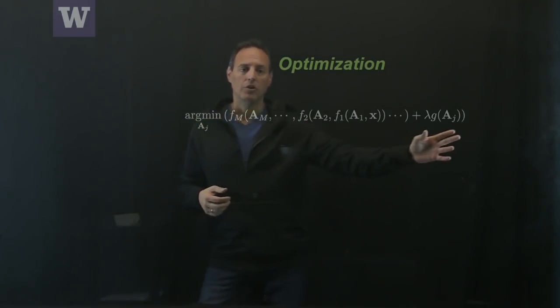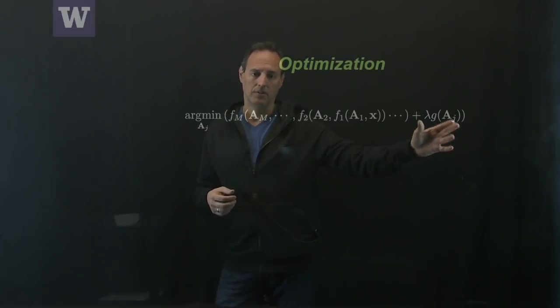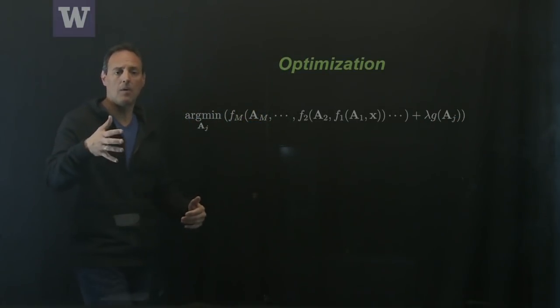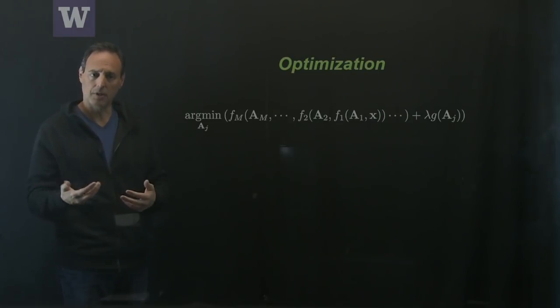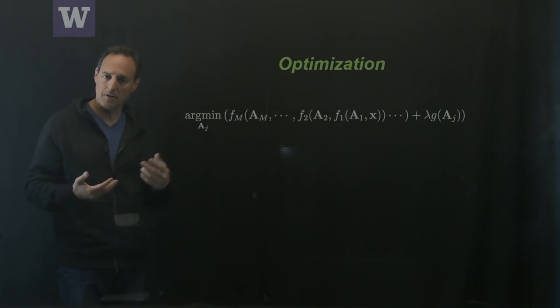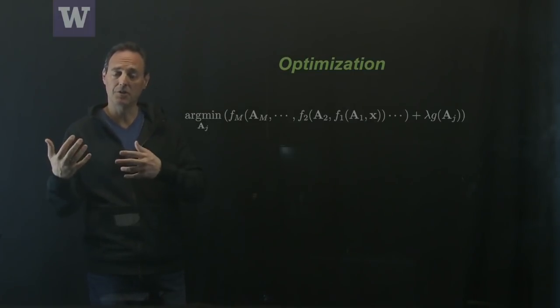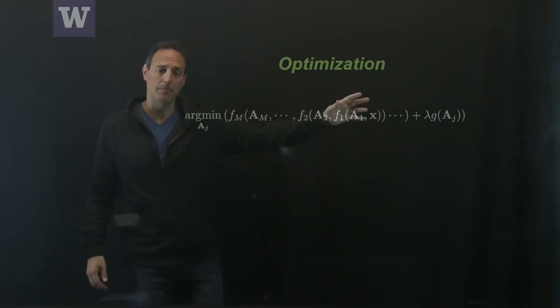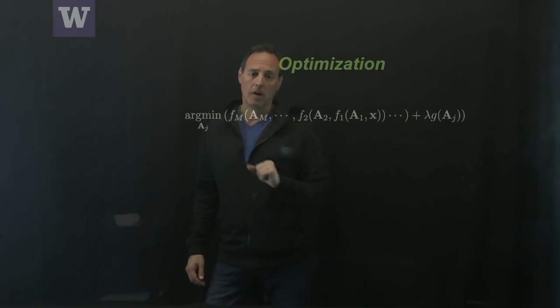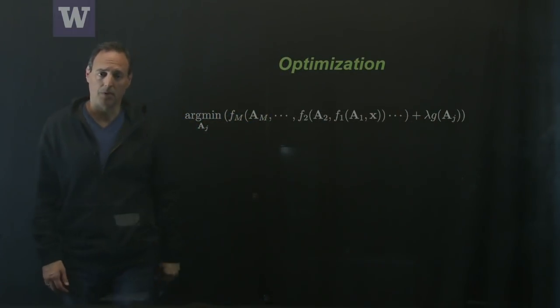Plus, you potentially add a regularization. For instance, you could say, I want my matrices to have some sparsity structure, so you might put some L1 penalty on the A's. You might minimize the L2 norm. You might do a ridge or a lasso. These are the kind of things you might put here as a regularization to this optimization problem.